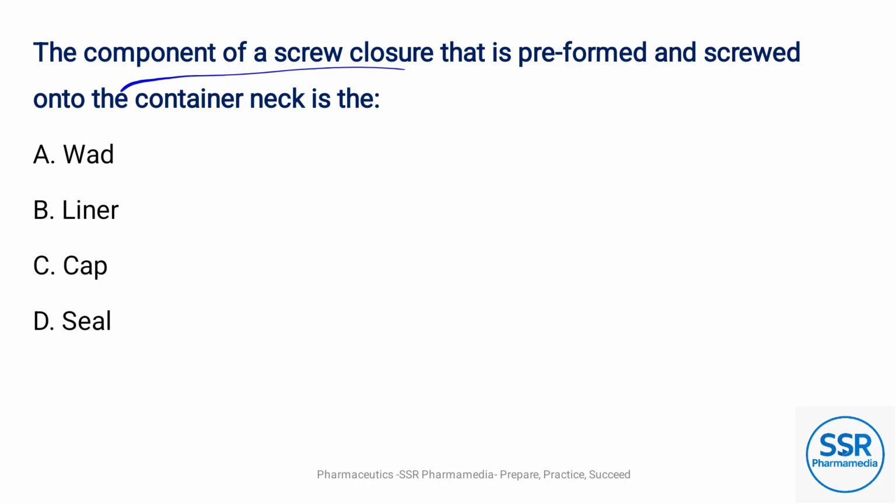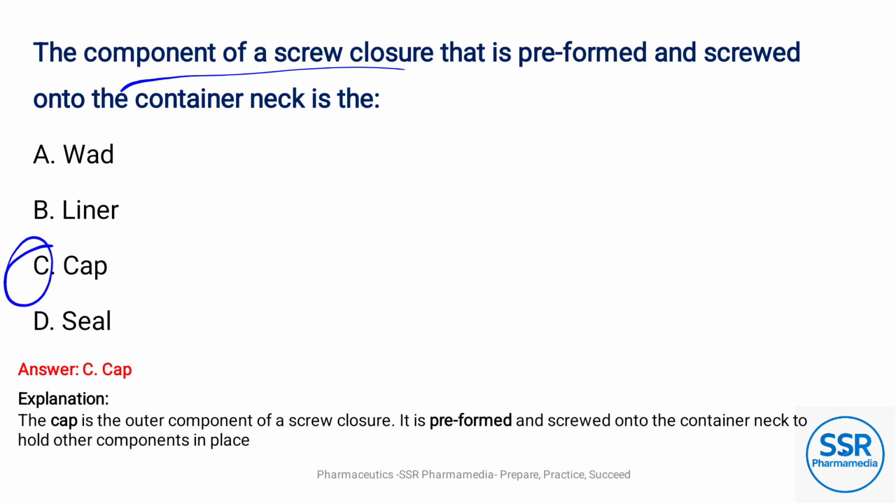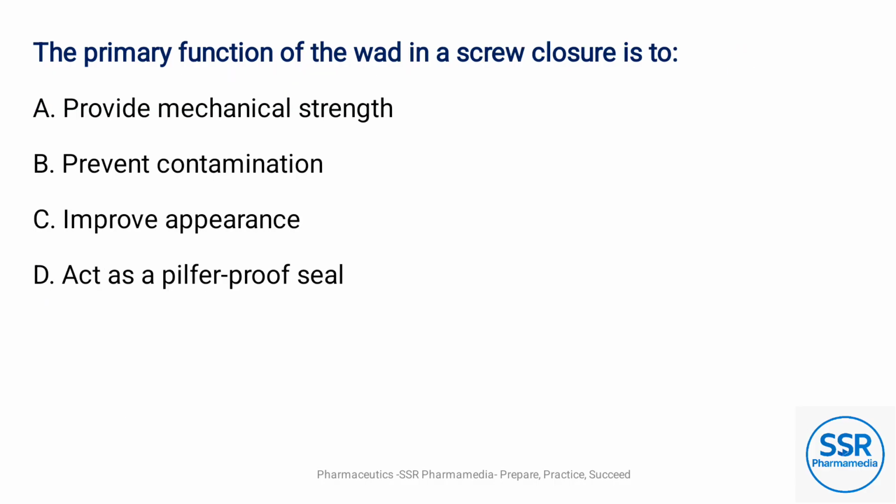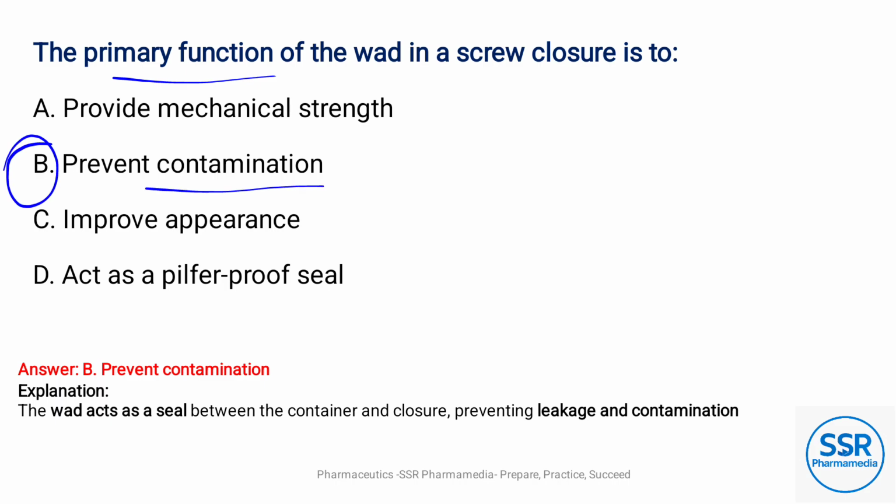The component of a screw closure that is preformed and screwed onto the container neck is, option C, the cap. The cap is the outer component of the screw closure. It is preformed and screwed onto the container neck to hold other components in place. The primary function of the wad in a screw closure is to, option B, prevent contamination. The wad acts as a seal between the container and closure, preventing leakage and contamination.